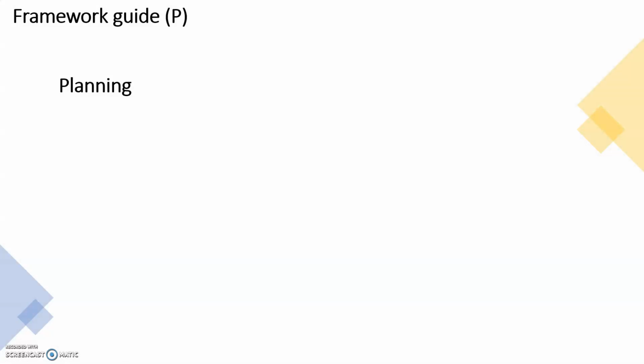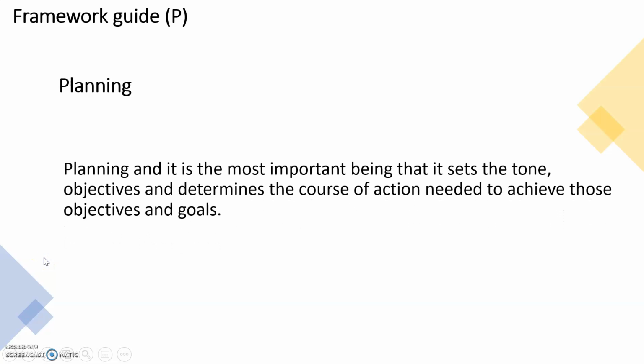So, with the managing of underperformance, there are four different routes that I plan on using to eliminate this underperformance. It's the POLC, which is the framework that will help guide us managers to achieve this success of eliminating underperformance. Starting with the framework guide, P, planning. Planning is the most important, as it sets the tone, objectives, and determines the course of action needed to achieve those objectives and goals.